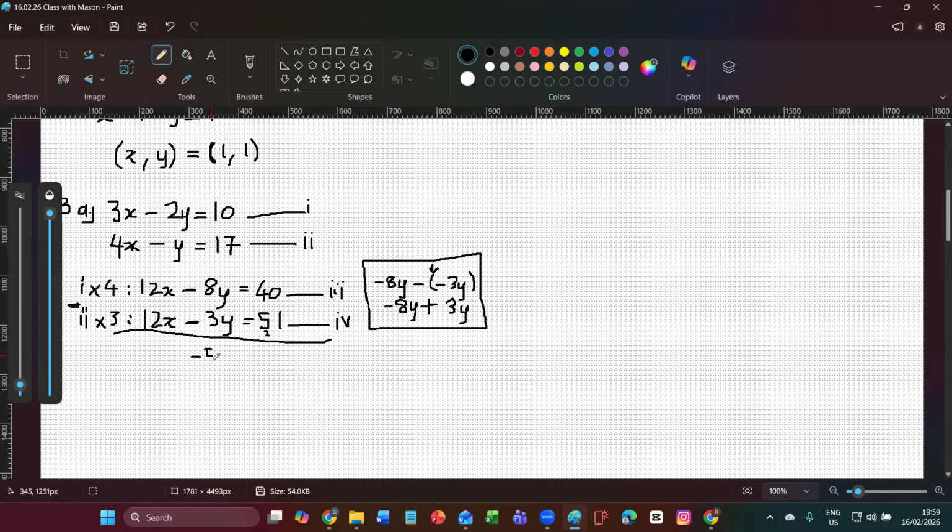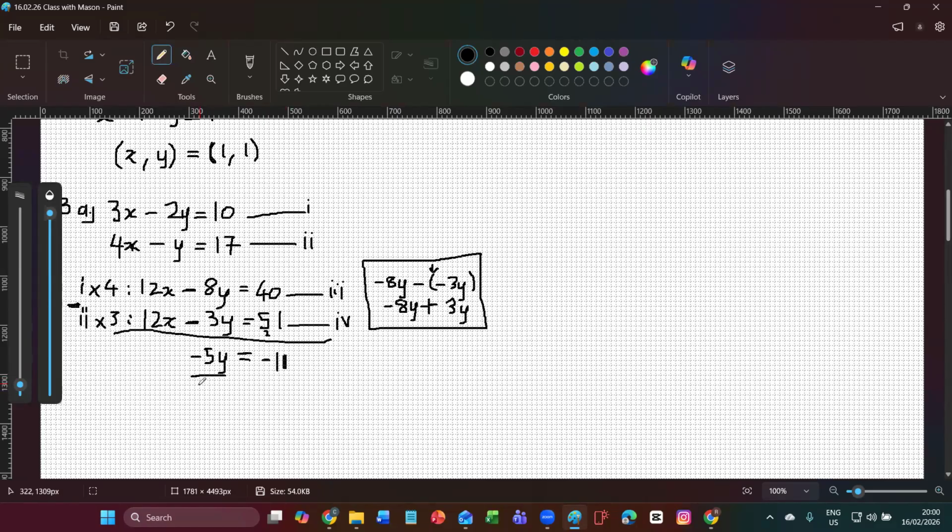So now take a look at what's happening here, and you see that on the right hand side, you have 40 minus 51. What would that give you? Minus 11. Okay. So, of course, the principle still stays the same. We're going to be dividing both sides by what? Minus 5, isn't it? To find y.